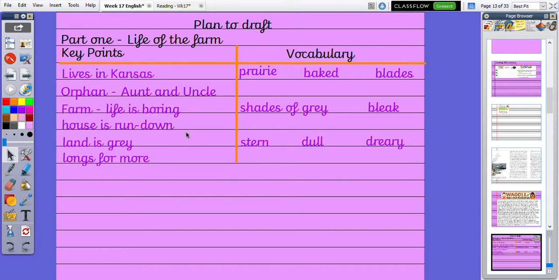So I said I wanted to talk about Dorothy living in Kansas. I wanted to tell my author that she was an orphan and she lived with her aunt and uncle. I wanted to explain how the life was boring on the farm. I wanted to talk about how the house was run down, how the land was grey, and how Dorothy longed for more. So I need to make sure that I'm writing about those things in my paragraph, or my paragraphs if I've got more than one. And the vocabulary I said I wanted to use was prairie, baked, blades, shades of grey, bleak, stern, dull, and dreary.